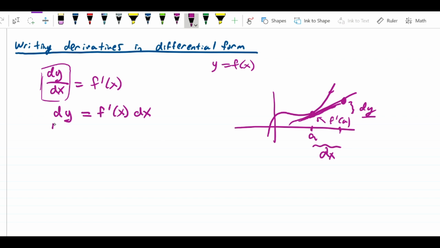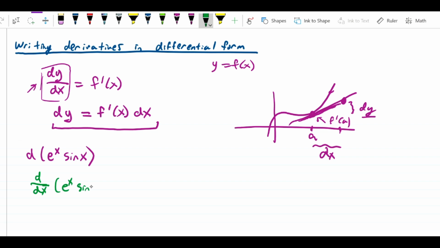So that's kind of the picture showing the theory of it. But the important thing to remember is just that I can take this derivative, dy over dx equals f prime, and just rewrite it in this form. What does an example problem like this look like? Let's suppose that we want to find the differential of e to the x sine x. The way we would do that is we'd simply say, what is the derivative of e to the x sine x? And using the product rule, we get e to the x cosine x plus e to the x sine x. Hopefully this looks familiar to you.